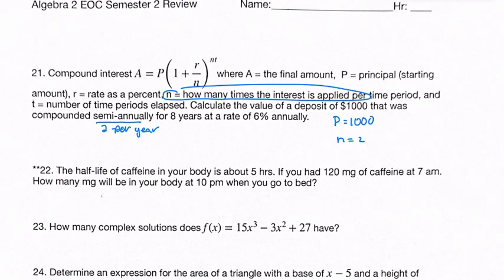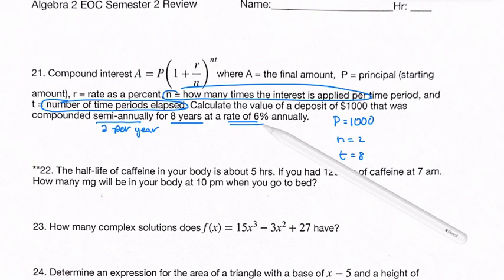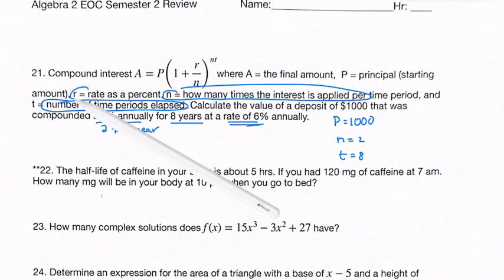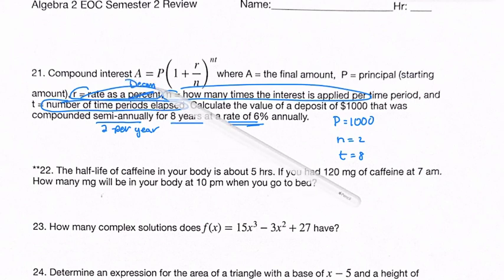Let's see, compounded 8 years. That's the number of time periods it's going to be done for. That's your T, 8 years. And your rate is 6%, where R is the rate as a percent. Oh, that should say as a decimal. I'll check that on the test, but I'm pretty sure it says a decimal, 0.06. Alright, so that's our R.